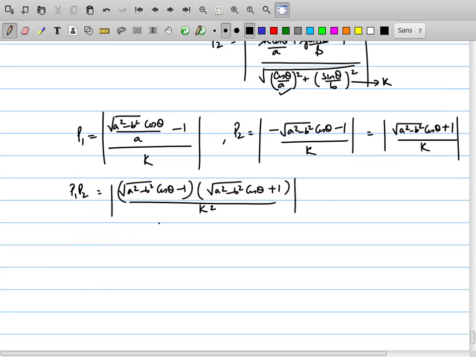Now this is a minus b, a plus b. Therefore what do we get? A square minus b square into cos square theta minus 1 upon k square. Now what is k square? K was this, so that the square root goes away. We have cos square theta upon a square plus sin square theta upon b square.